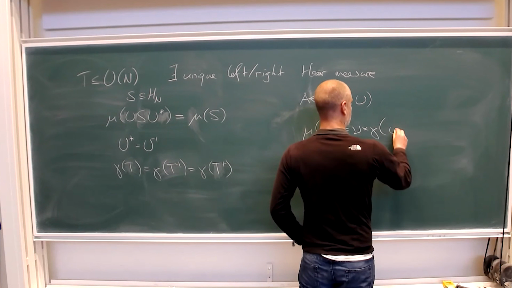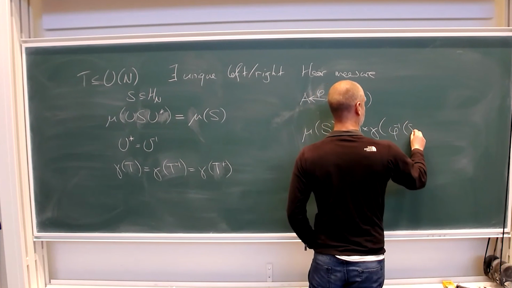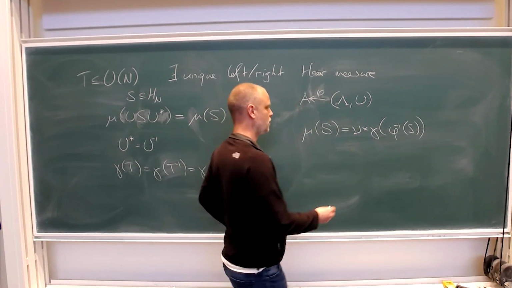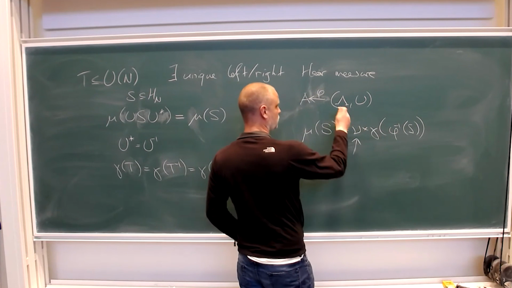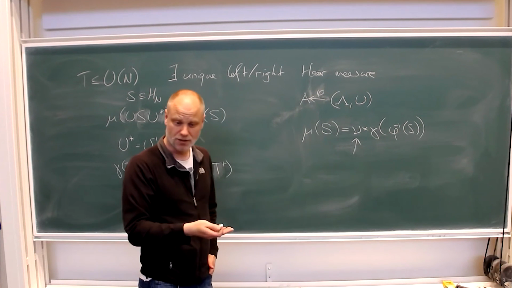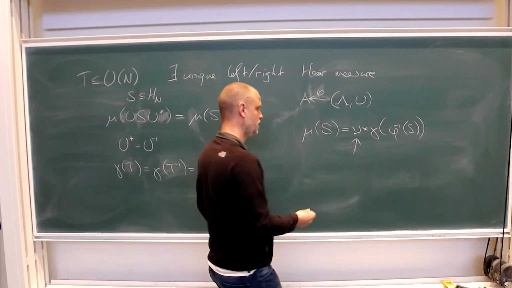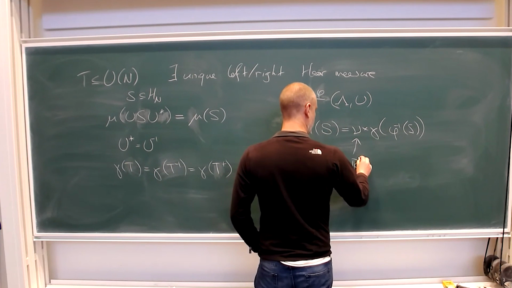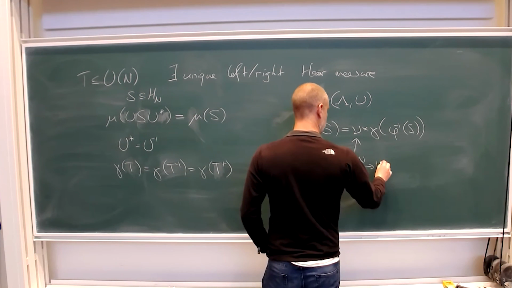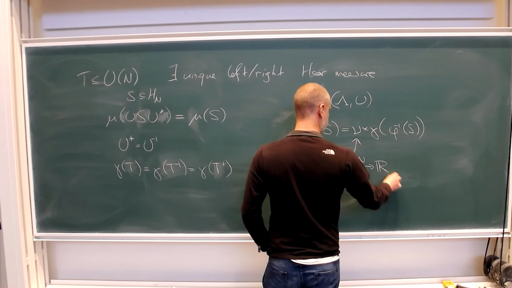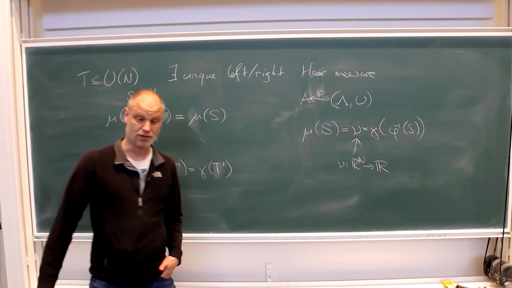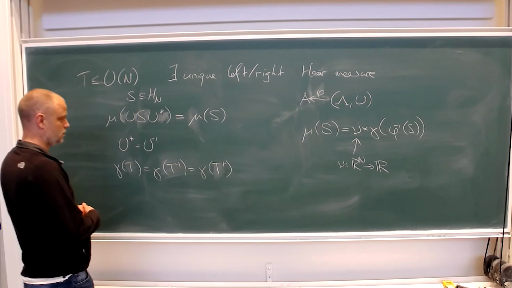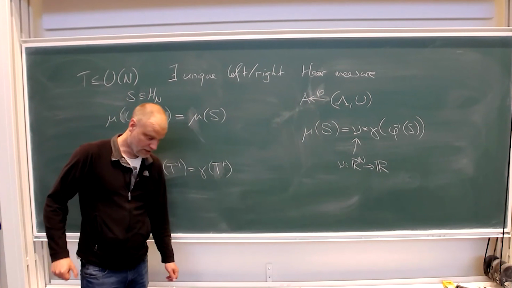But then we can establish some formula like this, where this now again is a measure acting on diagonal n by n matrices. So in the end, mu is just a measure on Rn into R. So this is something we understand well.